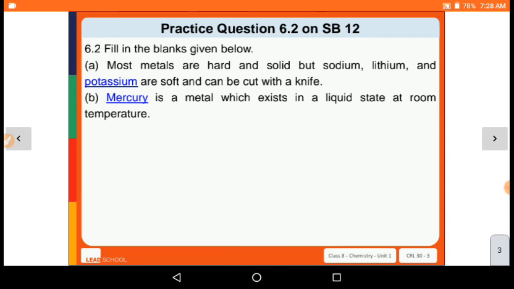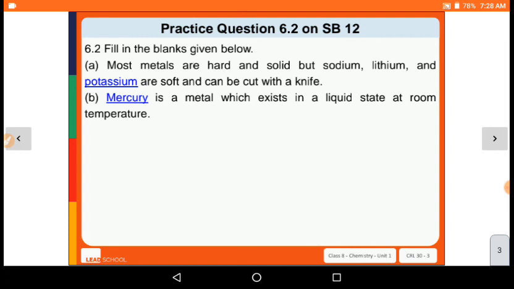So we studied about the properties of metals and non-metals today: luster, that means the ability to shine. Hardness, that means the ability to not get bent or stretched easily. Malleability, that is the ability to be beaten into thin sheets. Ductility and sonority of sound, right? So we have seen all five physical properties of metals and non-metals.